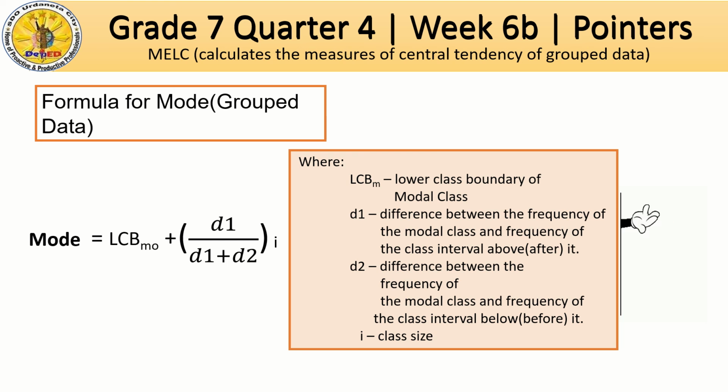D1 means the difference between the frequency of the modal class and the frequency of the class interval above it. D2, that is the difference between the frequency of the modal class and the frequency of the class interval below it naman. I will be our class size.